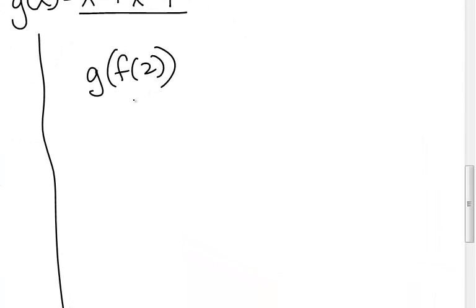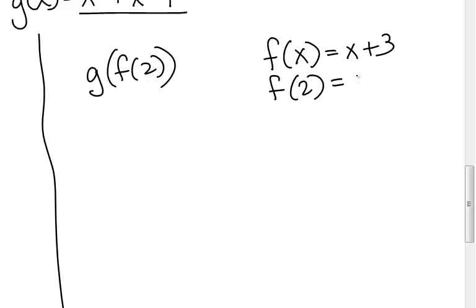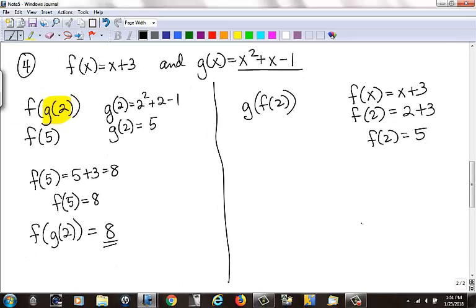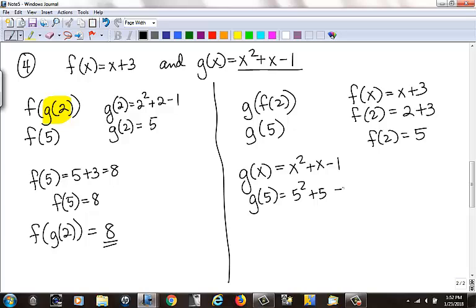So this says innermost group. Do the f of 2 first. Everywhere you see an x, you're going to substitute in a 2. So f of 2, I guess we already had it over there. f of 2 is 5. Now substitute in g of 5. Everywhere you see an x, you're going to substitute in a 5. So you'd have 5 squared plus 5 minus 1. So that'd be 25 plus 5. That'd be 30 minus 1 would be 29. Okay, so g of f of 2 is 29.